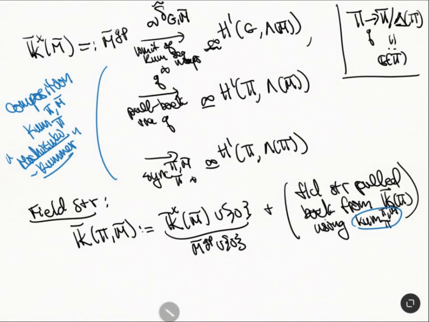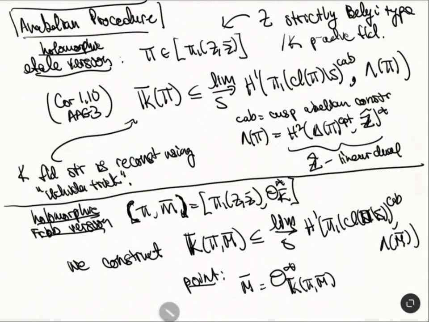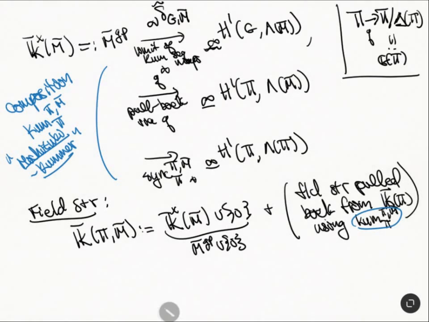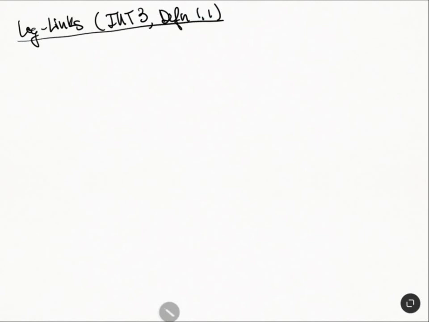Okay, what else? So that's what we have: these two things. That's the anabelian procedure for constructing them. All right, so now, what does it mean? What's the official definition of what it means for things to be log linked? This is from IUT3, definition 1.1. They'll give log-linked Frobenius.